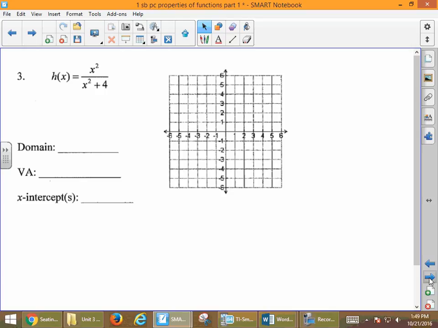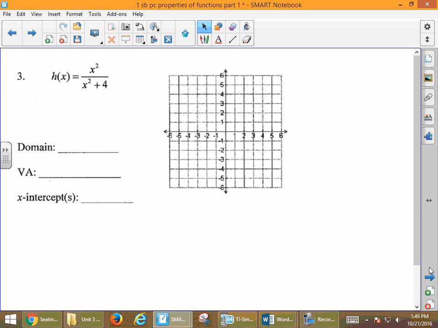Vertical asymptote. Asymptote, yep. I'm told I say it a little bit wrong. I think that would be silent. Asymptote. Yeah, I think he's right.